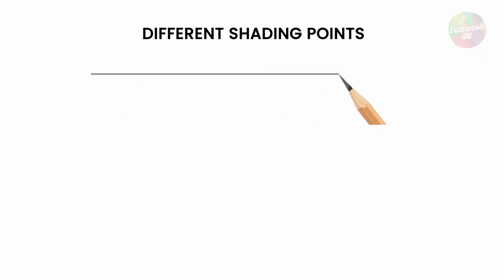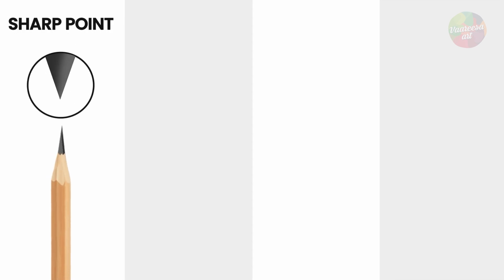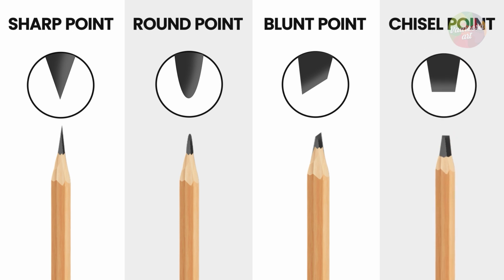There are 4 different shading points artists use for sketching and shading. Each will produce a distinct mark on the drawing surface. The pencil points are the sharp point, rounded point, blunt point, and chisel point. Knowing what pencil tip to use for different shading techniques will allow you to draw what you see.